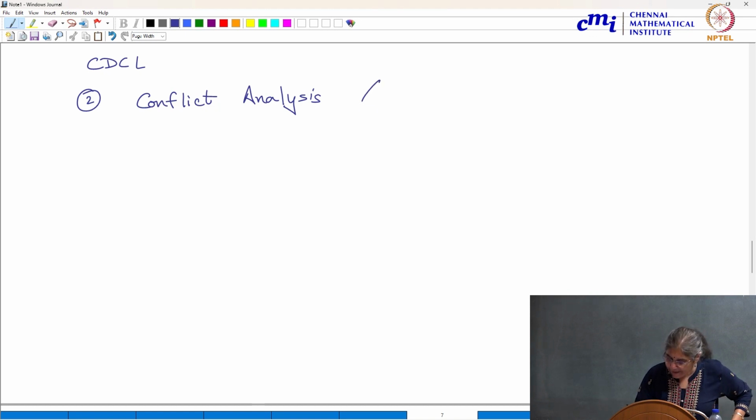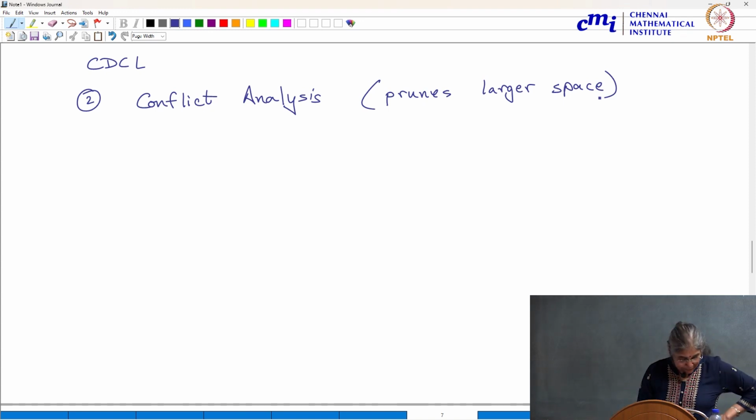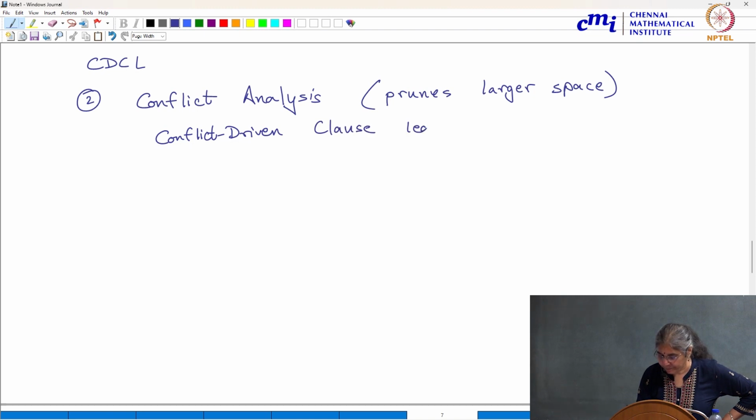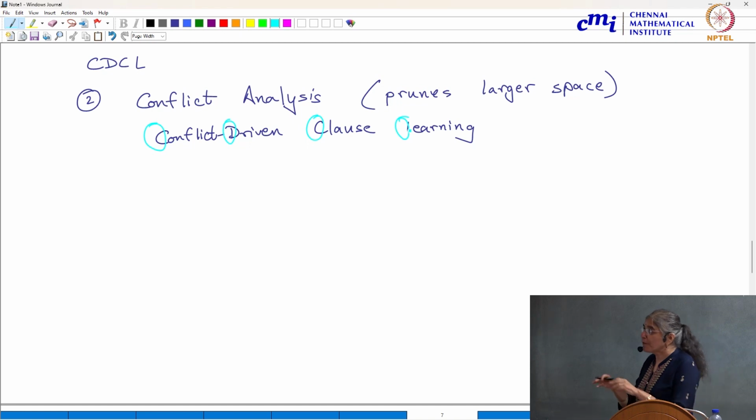So what conflict analysis does is it helps us to prune an even larger space. Already backtracking, the way we optimized it, you are pruning away large parts of the space. Conflict analysis does even more. So the CDCL stands for conflict-driven clause learning. Every time you reach a conflict, you somehow analyze the conflict, and I will show you an example of that. And from that analysis, you learn a new clause which was not there in your initial formula.